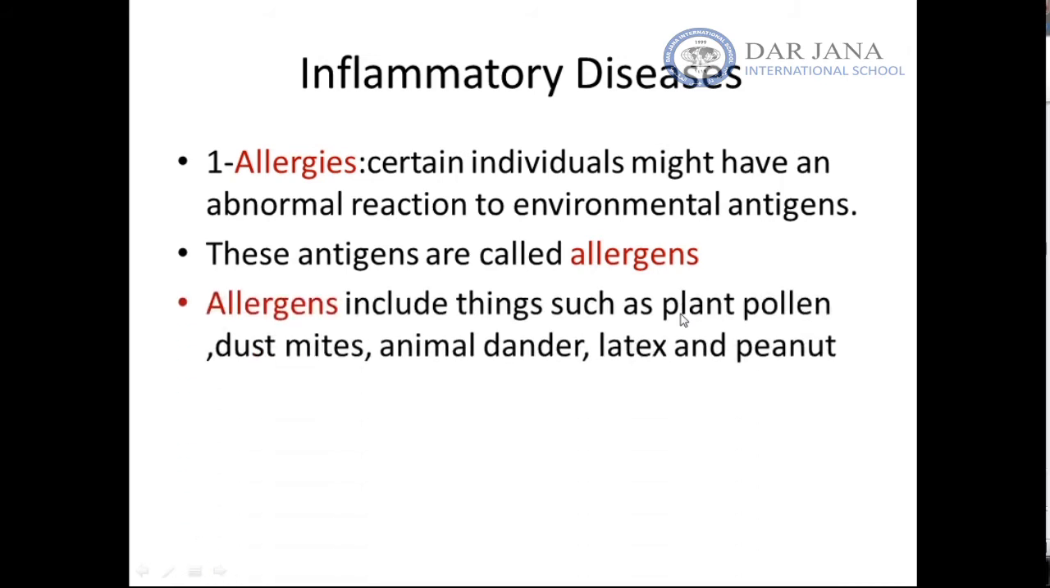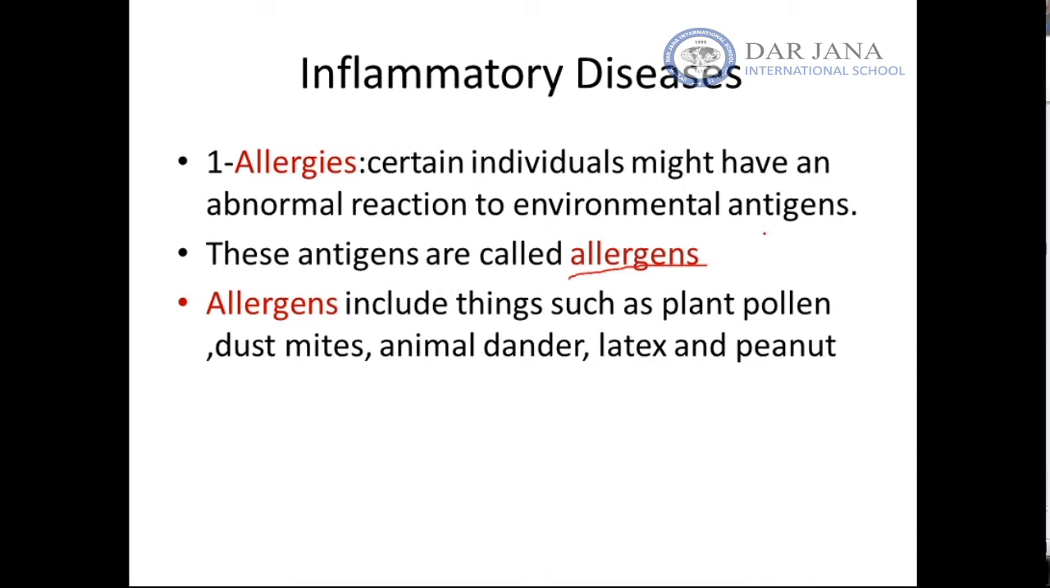Certain individuals might have an abnormal reaction to environmental antigens. So people that are allergic to dust, pollen, or peanuts are individuals that are having an abnormal reaction, an inflammatory response in their body, to environmental antigens or common substances that are commonly present in the environment. These antigens are called allergens. Why are they called allergens? Because they lead to allergies.